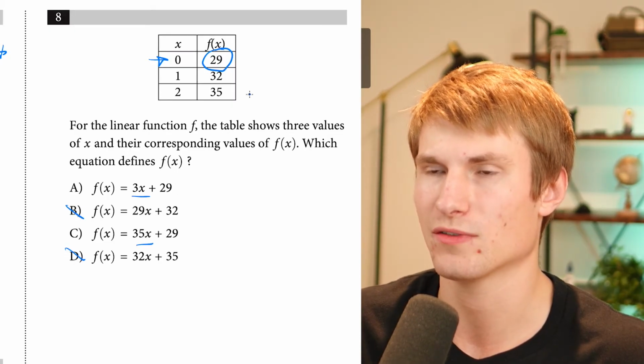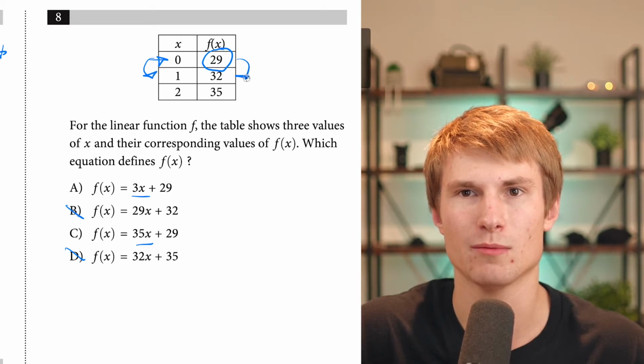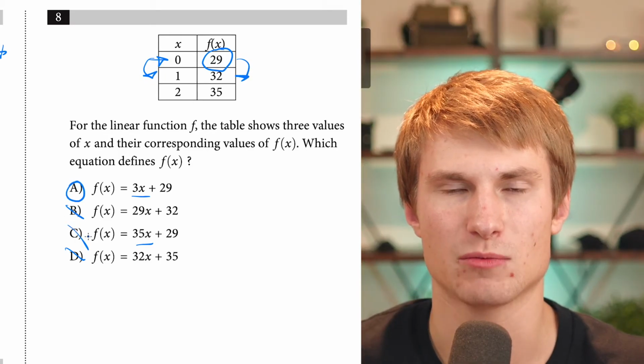Next thing we need is our slope. We have 3 versus 35. We go over by 1 and we go up by 3. So our slope is 3 and our answer has to be A. And we can move on to question number 9.